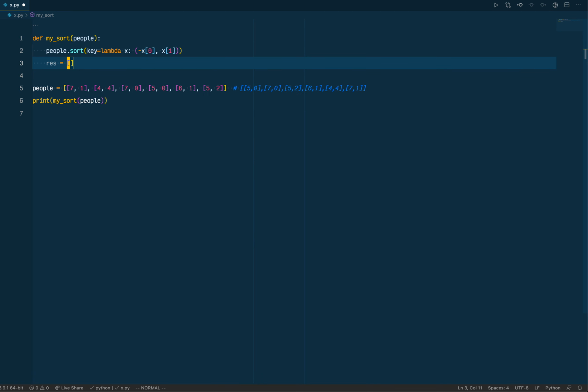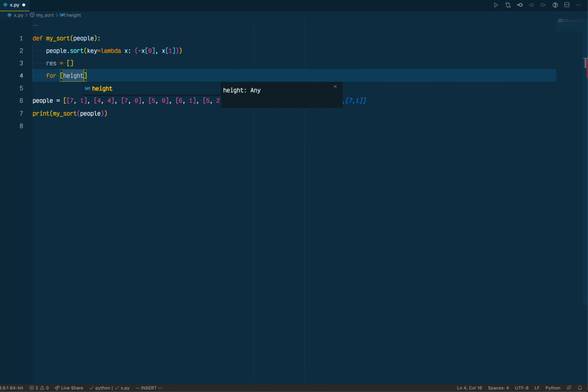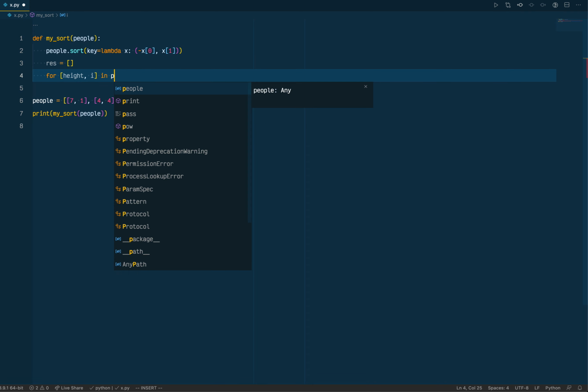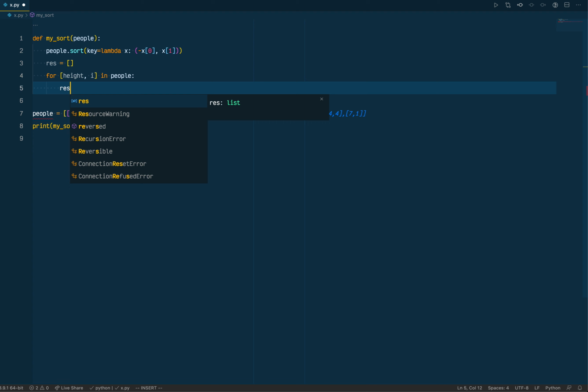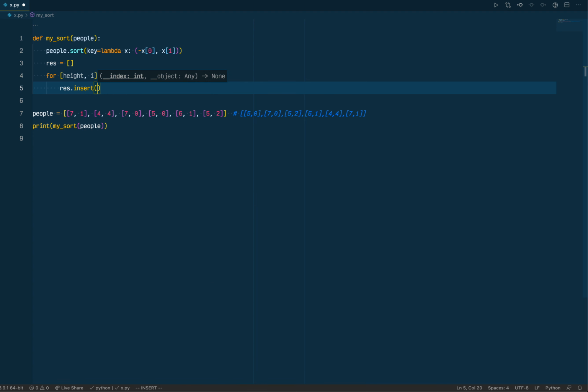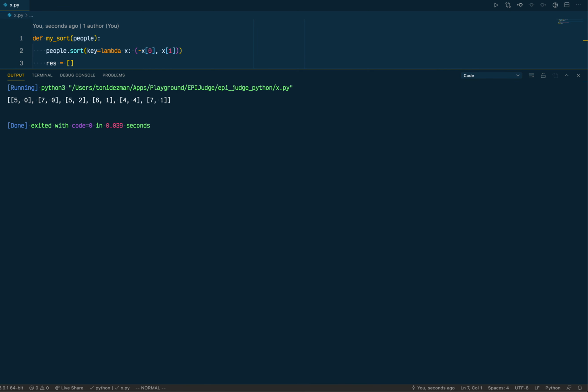We will store all the values inside the results variable. So for each person, for example, we just need to insert the current person into the current index. And believe it or not, we're done. At least I think so. Yeah. So let's look at the results.